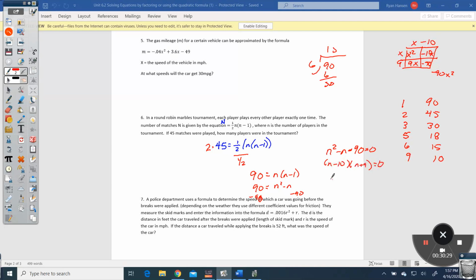Now that I've got it factored, I can put each of those factors equal to 0. So now I just add the 10. So I get n equals 10 minus the 9. So n equals negative 9. So here's what I did. I added the 10 to each side. I minus the 9 minus the 9. So n equals 10 and n equals negative 9. Well, it doesn't make sense to have a negative number of players. So the only one that works is 10 on that one.